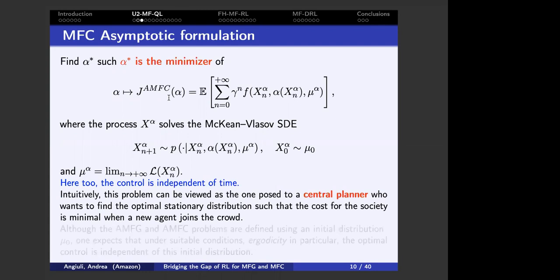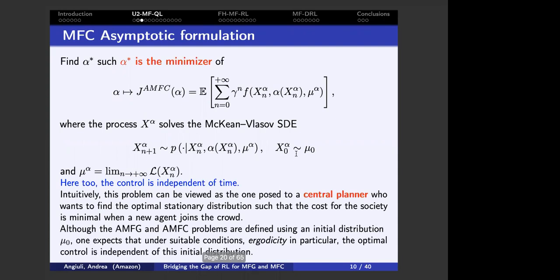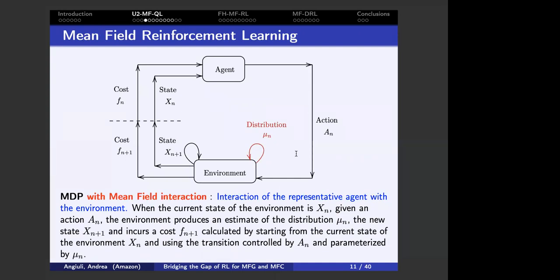Even though both the mean field game and mean field control asymptotic formulations are defined based on an initial distribution mu-0, there is no role of the initial distribution in the solution of these problems. In the paper we also show how this solution can be connected to the solution of the finite horizon problem and to the solution of a stationary problem. Another thing that we had to do was to introduce the class of mean field Markov decision processes, in which we again have the interaction of an agent with an environment, but differently from before, the environment not only generates the new states and the cost, but also updates its estimation of the distribution mu-n.